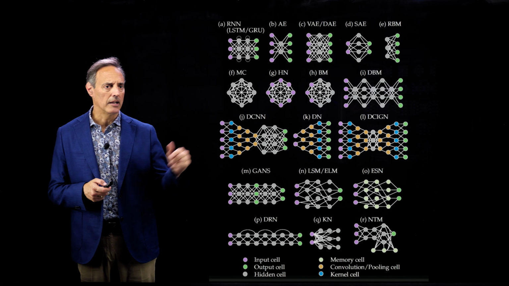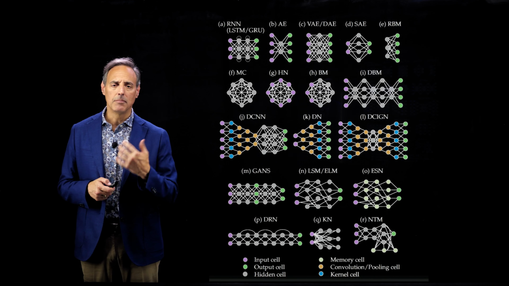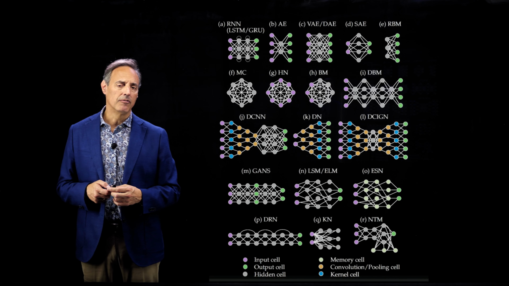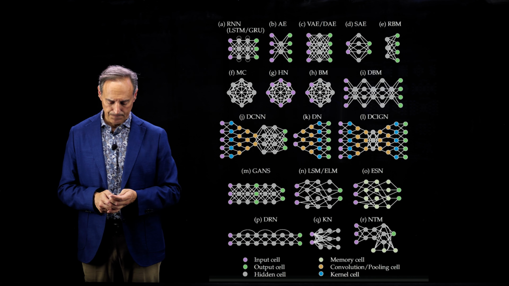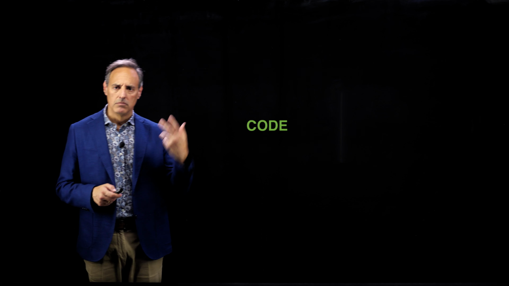But I just wanted to highlight this. There's a lot of variability. I'm just going to show you how to write feed-forward neural networks in these couple examples that we have today. All right, so let's go into some code.